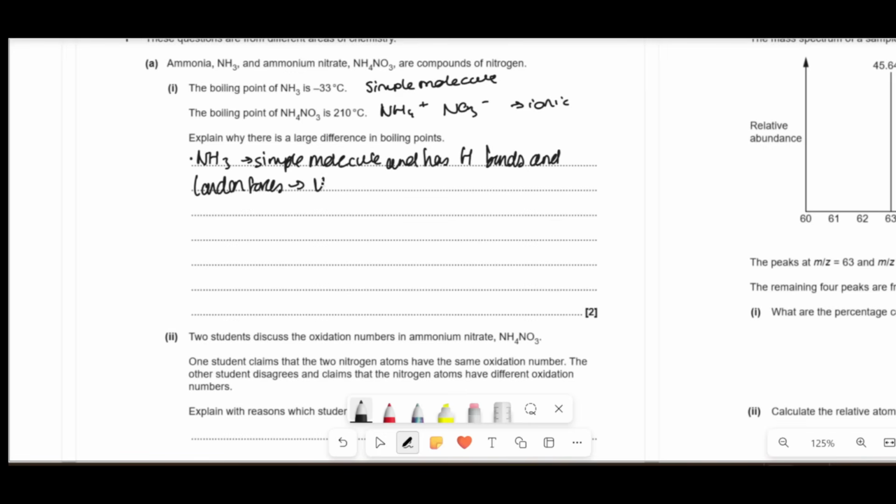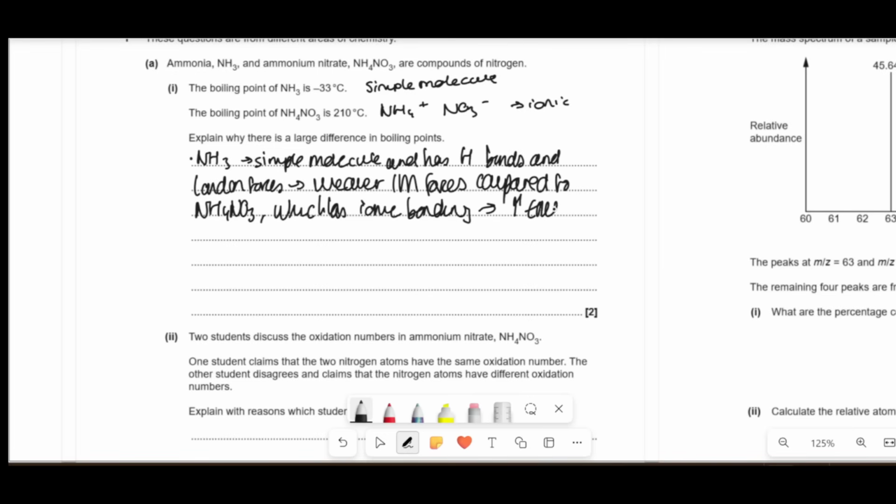forces. These are weaker intermolecular forces compared to NH4NO3, which has ionic bonding. And this ionic bonding requires more energy to overcome. They are stronger than the IM forces, or the intermolecular forces. You write the whole thing. I get to say IM because I'm lazy.